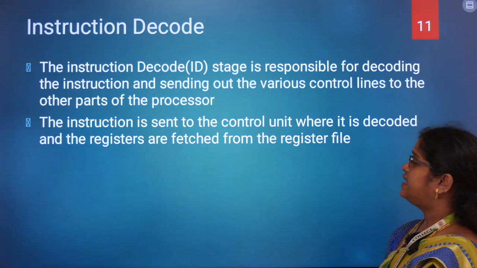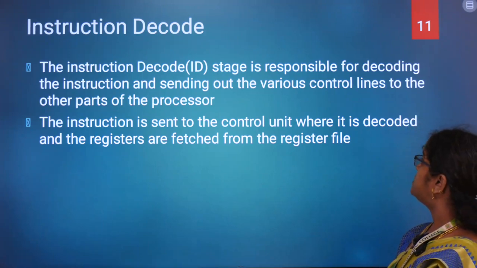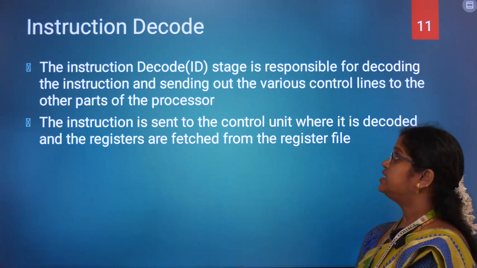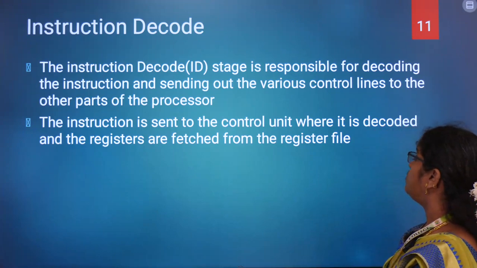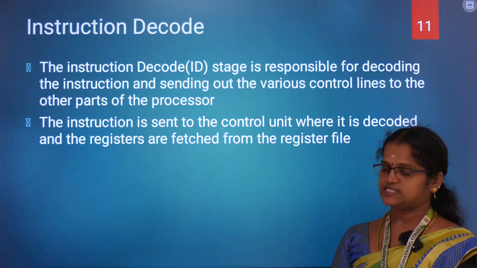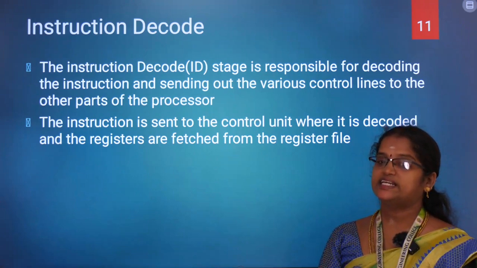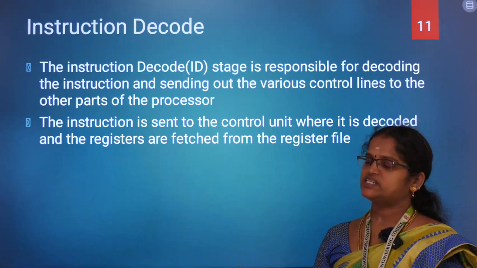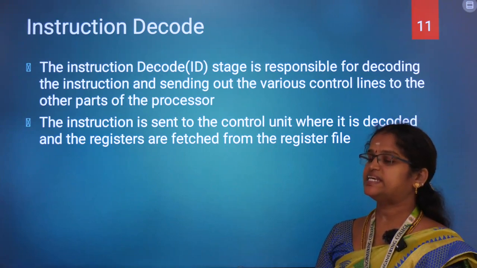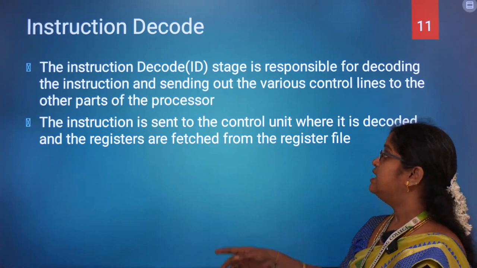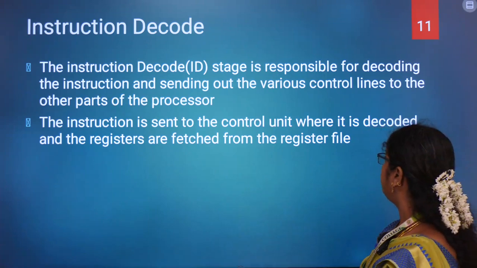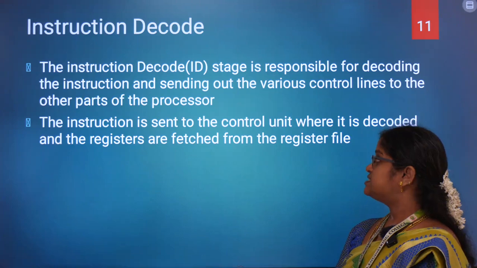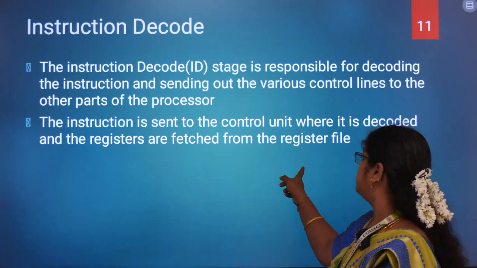Instruction decode. The instruction decode stage is responsible for decoding the instruction and sending out the various control lines to the other parts of the processor. Decode means to segregate the instruction. Segregate means determining what operands are needed for this instruction and what the opcodes are. So it will segregate the opcode and then the operands. The instruction is sent to the control unit where it is decoded and the registers are fetched from the register file.